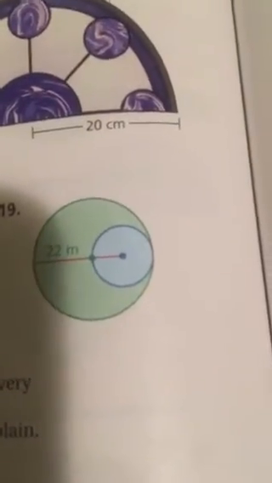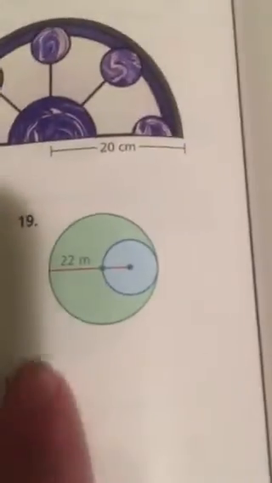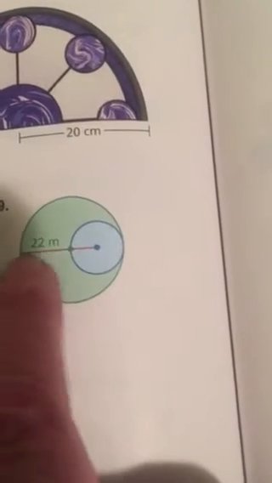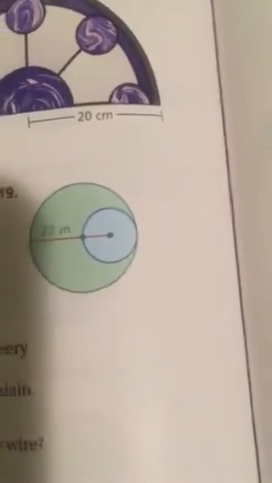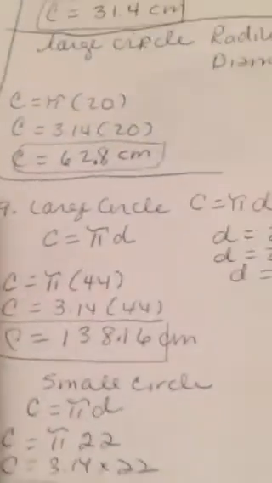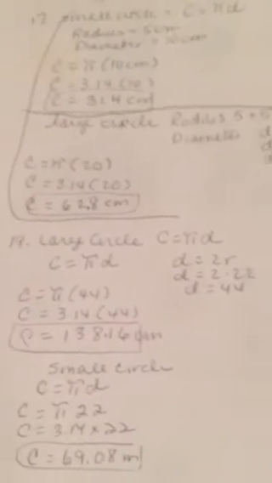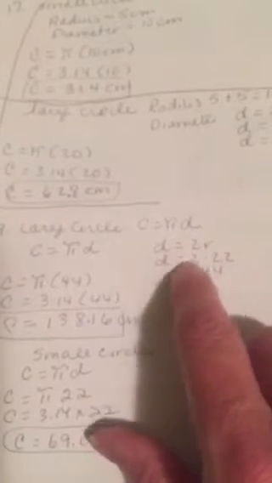So let's go on to number 19 here. We want to find the circumference of both those circles. Well, we know right here, this radius here is 22 meters. So let's do the big circle first now because we know that radius there. So the large circle, circumference equals pi times diameter. So we need to know the diameter. So the diameter equals 2r.